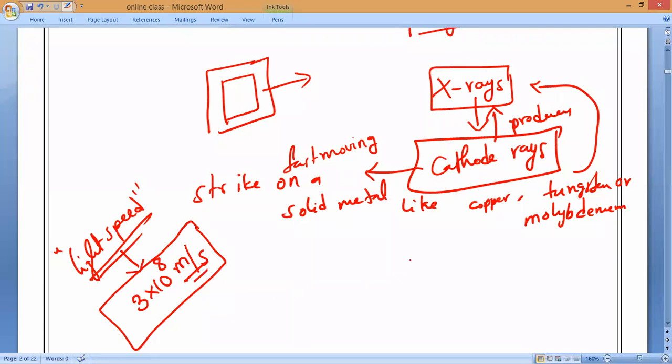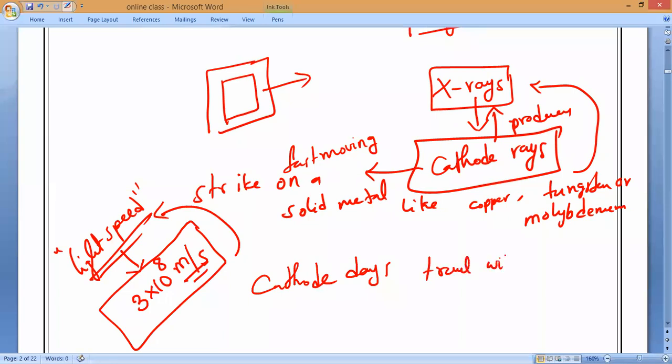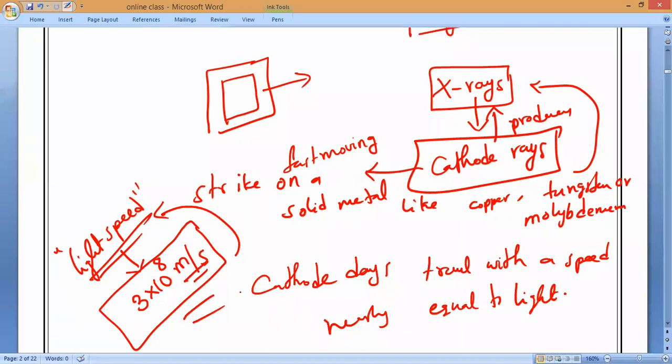This cathode rays also travel at almost the same speed as light. So cathode rays travel with a speed nearly equal to light. Please remember that. What is the speed of light? 3 into 10 power 8 meter per second. Please don't say after studying the property that cathode rays travel with the speed of light, but we don't know the speed of light. So what is the speed of light, everybody?